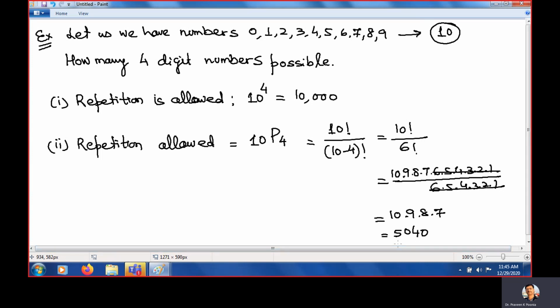Clear? So permutation means arrangement. If in a question you see the word arrangement, immediately use permutation. And permutation means without repetition.